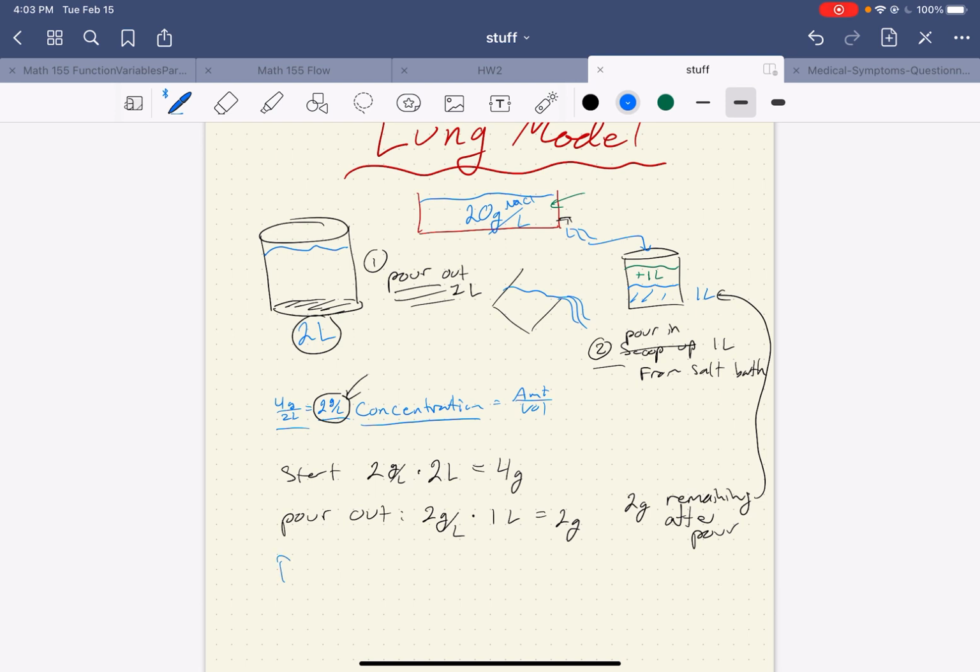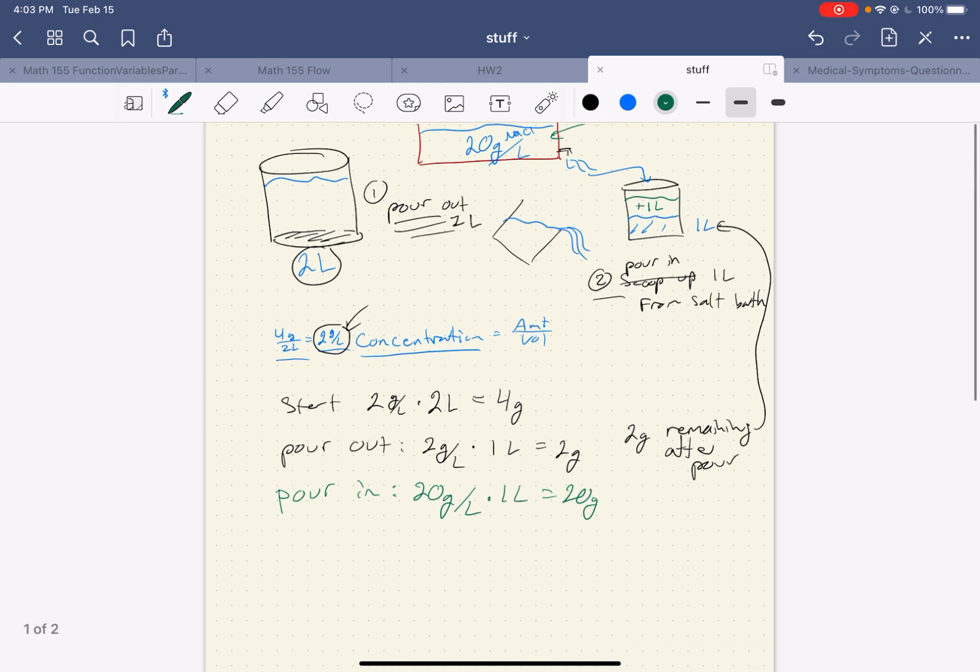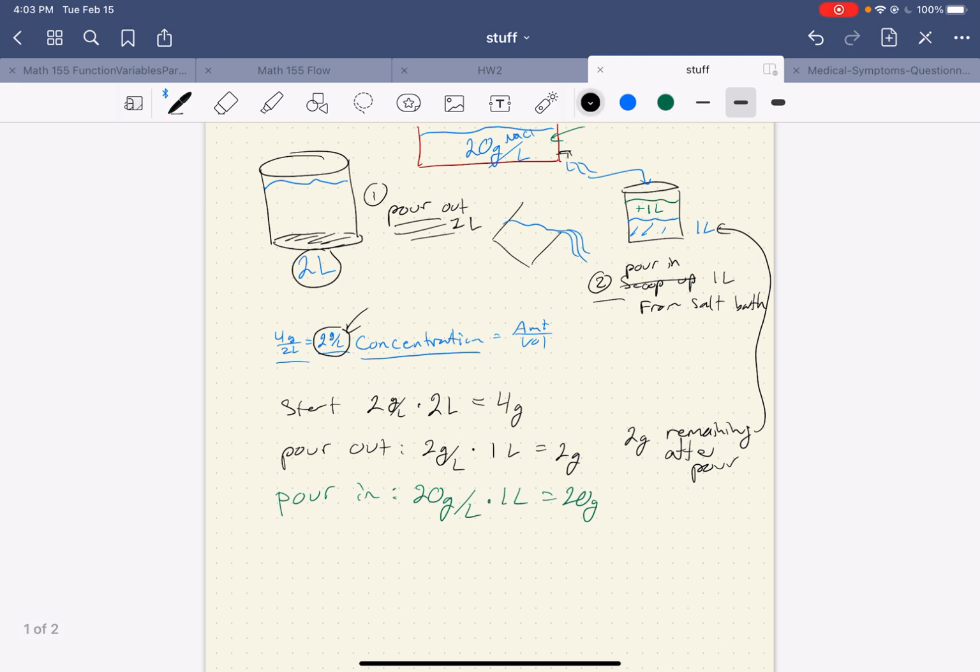But then how much do I pour in? So let's see. I pour in, well, it's a very salty solution, 20 grams per liter, and I pour in 1 liter. So I pour in 20 grams. So now my new total, I could think of it as start minus out plus in. So in this case, that's 4 grams minus 2 grams plus 20 grams, and that'll work, and you get 22.